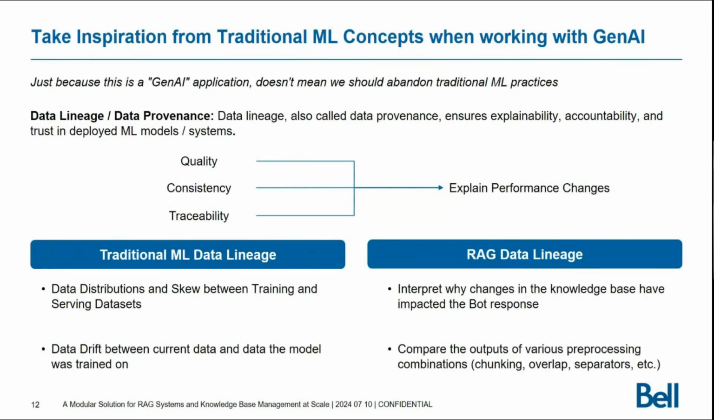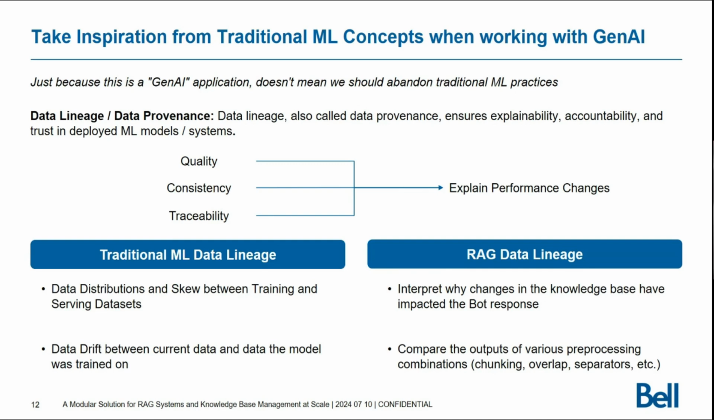So what was the inspiration from traditional ML concepts? I guess the main inspiration that we took was from a data lineage and data provenance perspective, right? So in traditional ML problems, making sure that your data lineage is tracked, and that you're able to track data from source to your model, ensures that you can explain the performance of your model and your system over time. One of the examples where you see that is when there's a drift in the training and serving data, and there's a skew between the training and serving data sets, right?